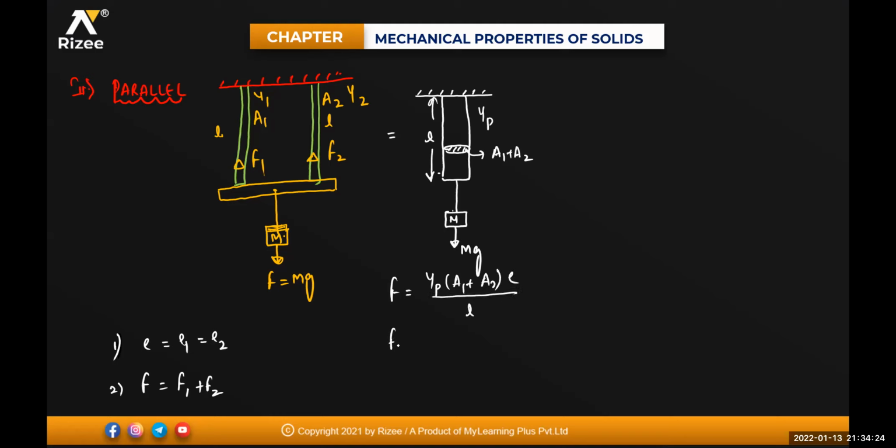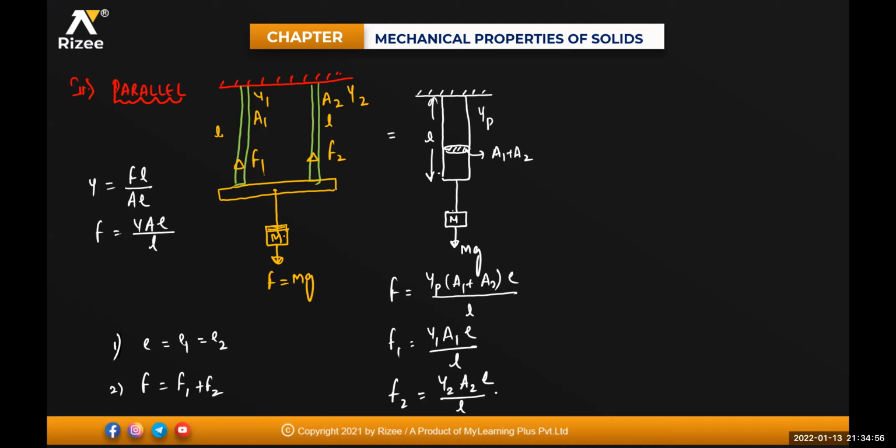The same way, F1 will be equal to how much, beta? Y1 into A1 into elongation E divided by L. I hope you got that formula. Y is equal to F into L divided by A into elongation. So F is equal to how much? F is equal to Y A into E divided by L. So from that I'm writing this. The same way F2, beta, will be equal to Y2 A2, elongation is same, divided by length which will also be the same.